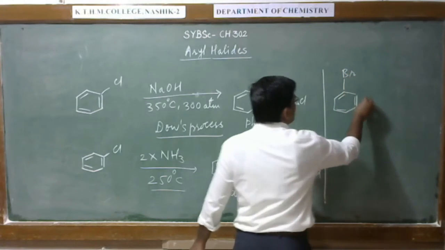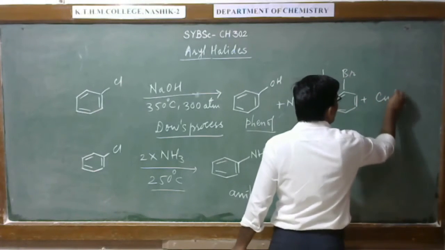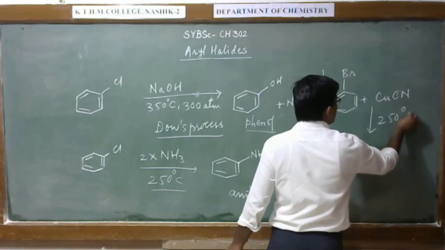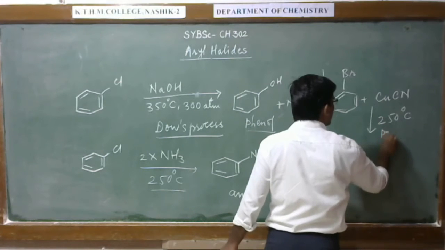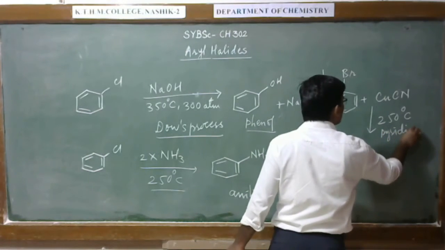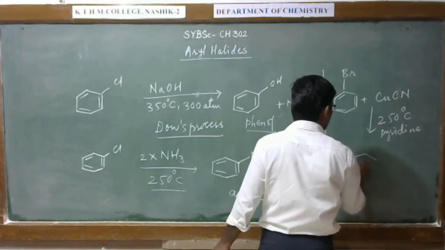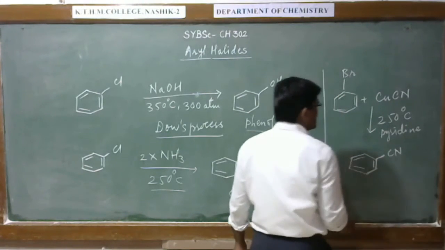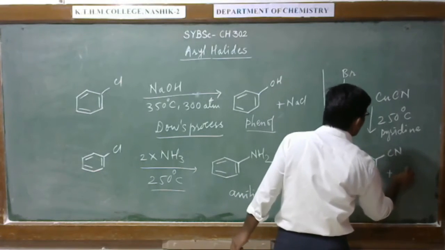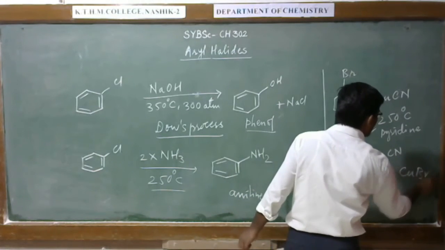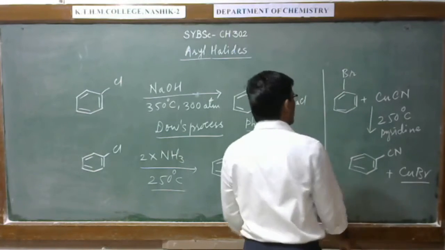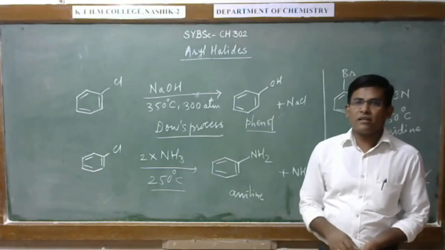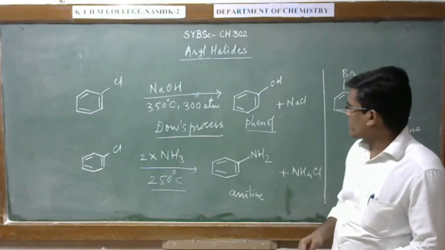Also, bromobenzene reacts with copper cyanide at 250 degrees Celsius in the presence of pyridine, and gives benzonitrile and cuprous bromide. So these are nucleophilic substitution reactions.